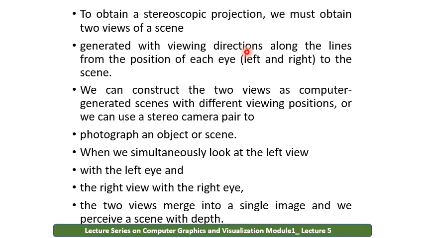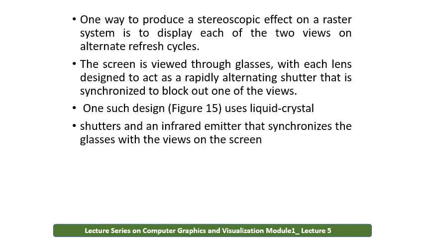And this will be helpful to pair the photograph or object of a scene. When we simultaneously look at the left view with the left eye and the right view with the right eye, the two different views of the scene merge into a single image, so that we can have a scene with some depth. That is what is called a stereoscopic projection of a three-dimensional image.